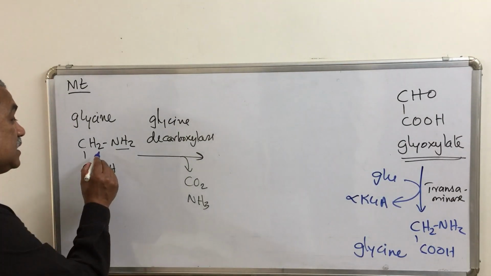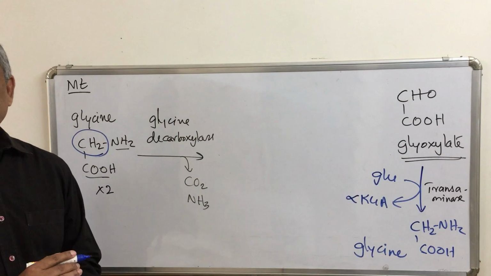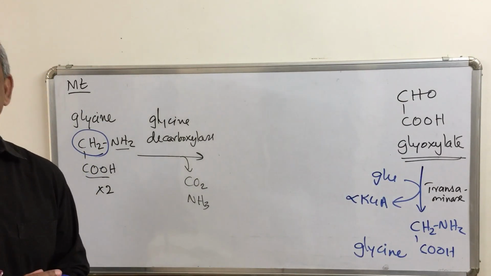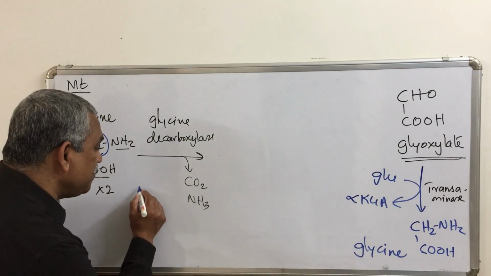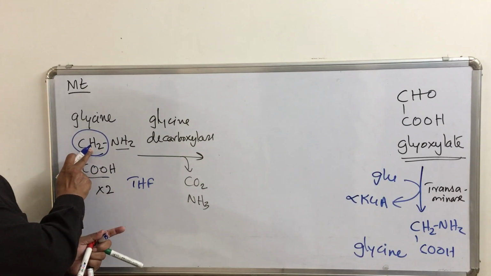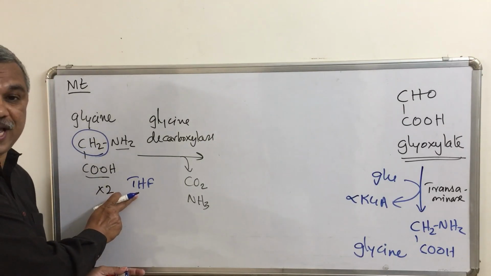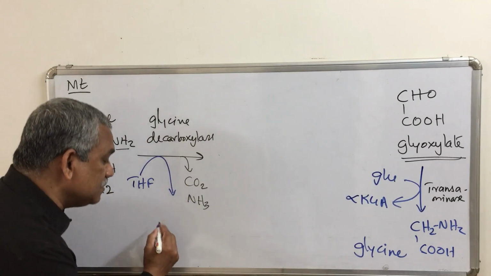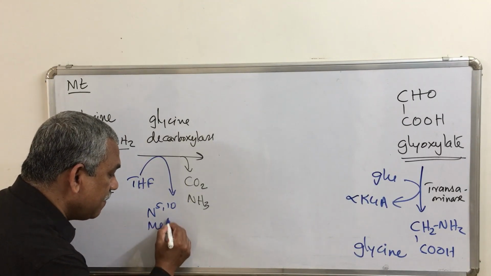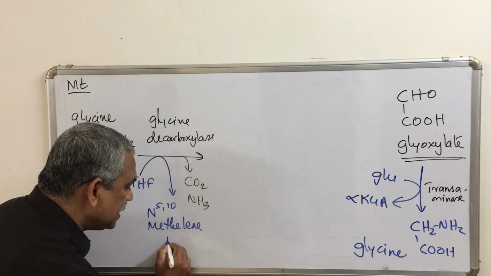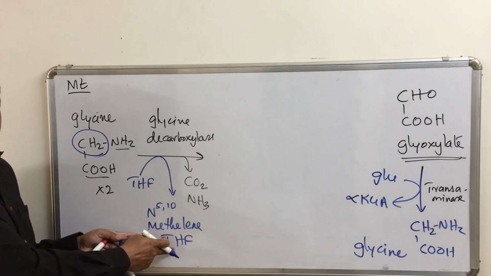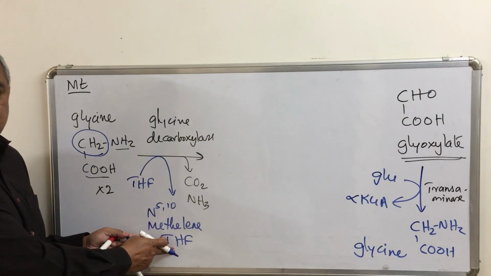What happens to this CH2 group? This CH2 group is accepted by tetrahydrofolate. So here we have a tetrahydrofolate. Once you attach this methyl group to tetrahydrofolate, it becomes N5,N10-methylene tetrahydrofolate. So the methyl group is attached to this product.